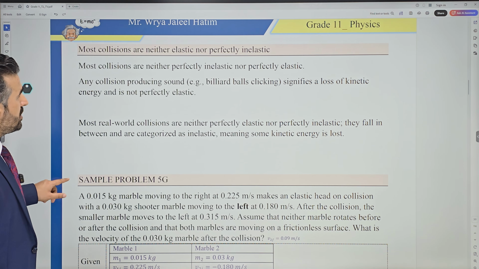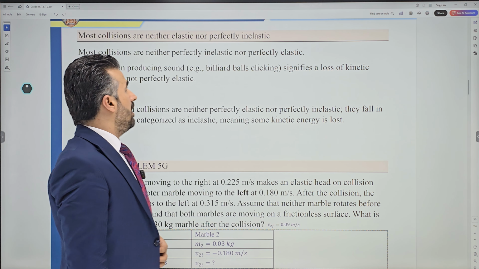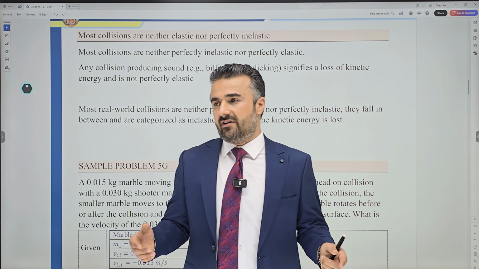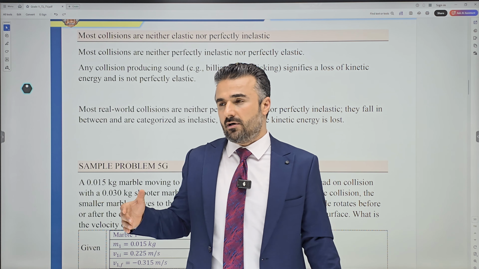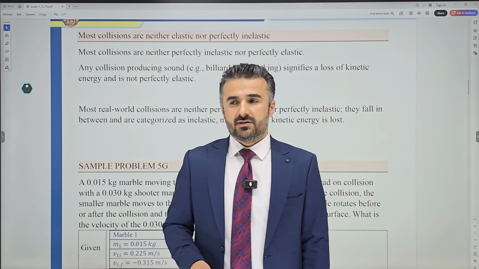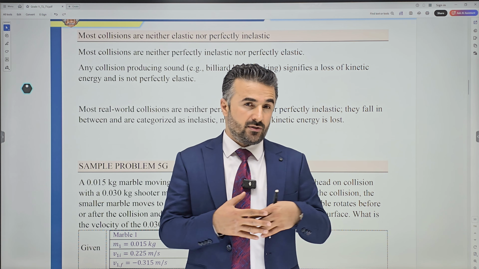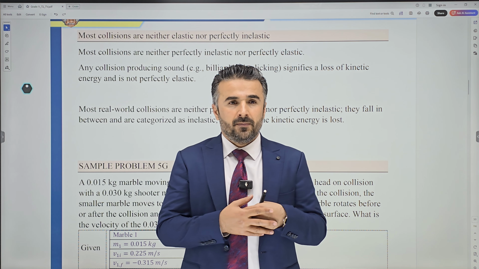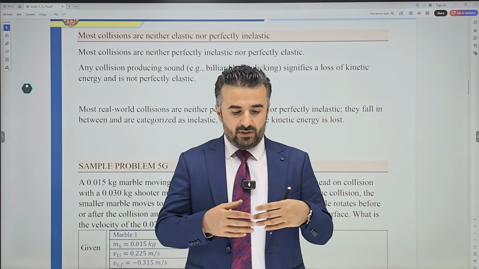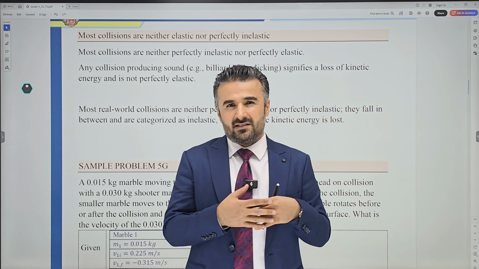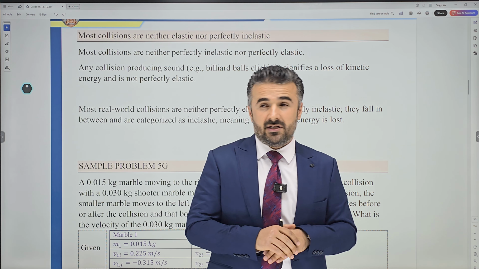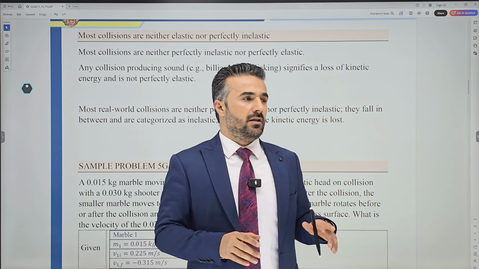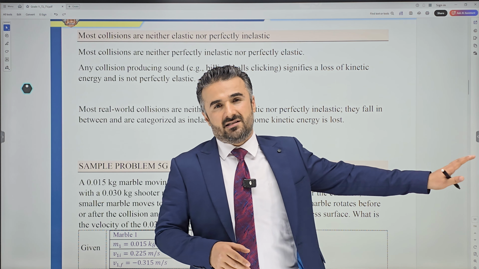All right, most collisions are neither elastic nor perfectly inelastic. Not all types of collision are perfectly inelastic. What do I mean? Take most car accidents: once two cars collide, you will see that not always do they stick together. Not every collision is perfectly inelastic, and also not every collision is perfectly elastic.